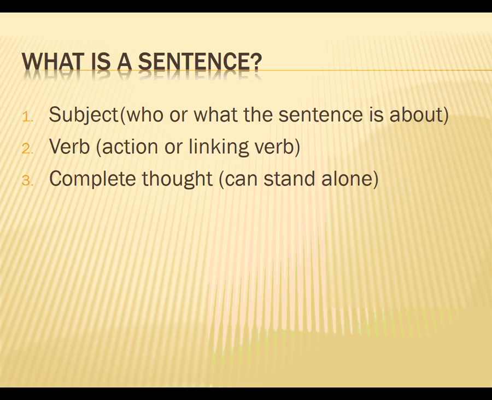Number two, the verb. The verb in a sentence can either be an action verb or linking verb. An action verb is a verb like swim, run, or work. A linking verb is a verb like is, are, was, or were. Verbs can also be in phrase form, like was running or is swimming.